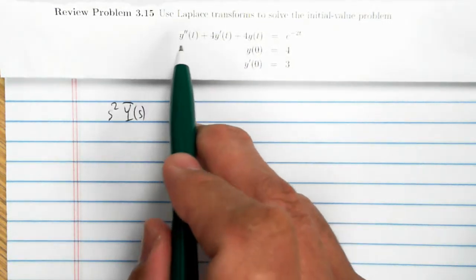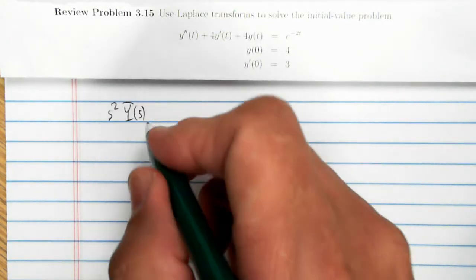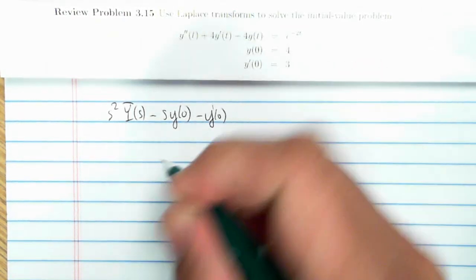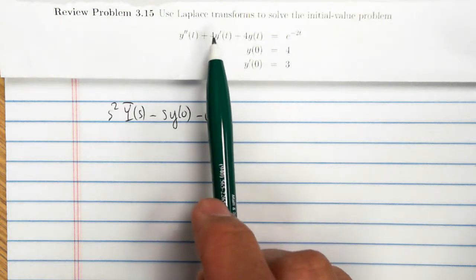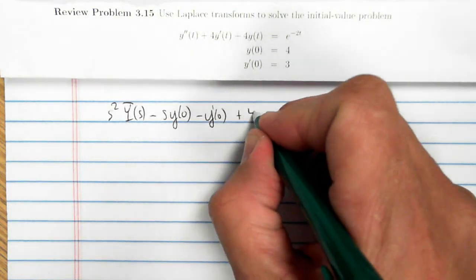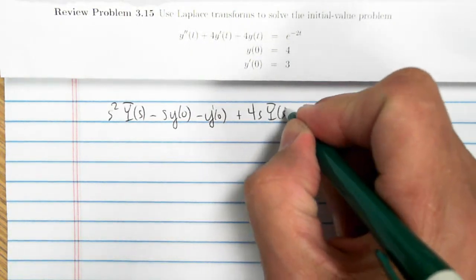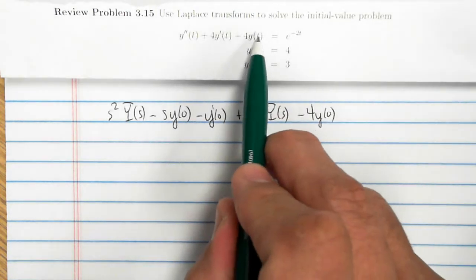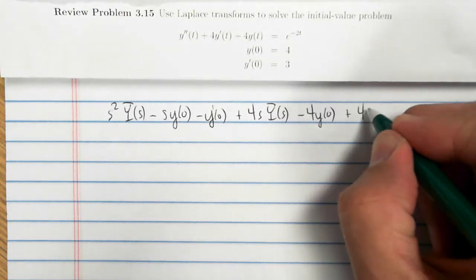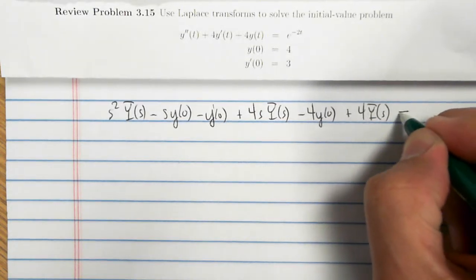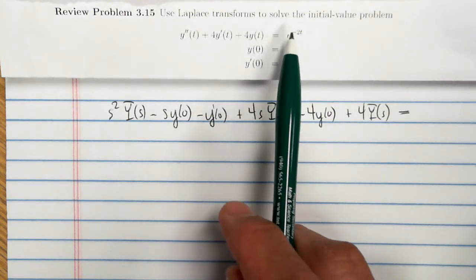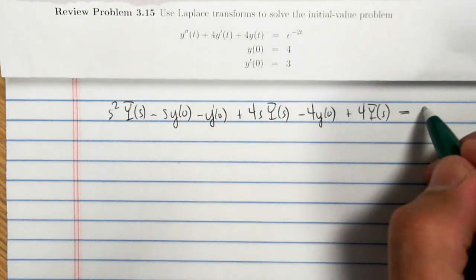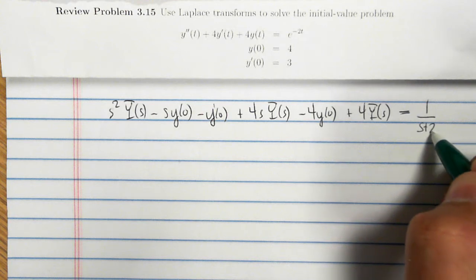The Laplace transform of y double prime is s squared times Y of s minus s y of 0 minus y prime of 0. The Laplace transform of 4y prime is 4s times Y of s minus 4y of 0. And then the Laplace transform of 4y is simply 4 times Y of s. Then using our table of transformations, the Laplace transform of e to the minus 2t is 1 over s plus 2.